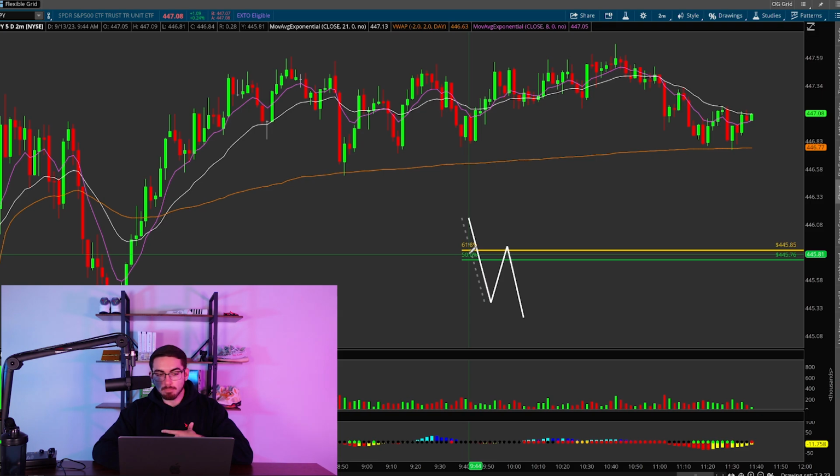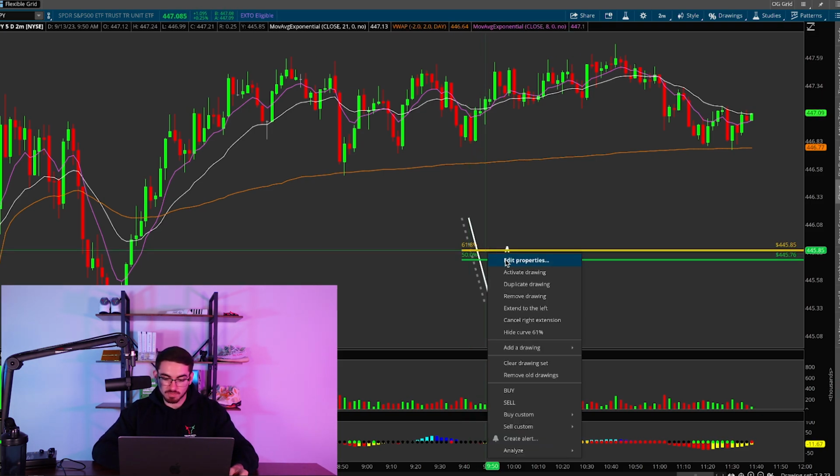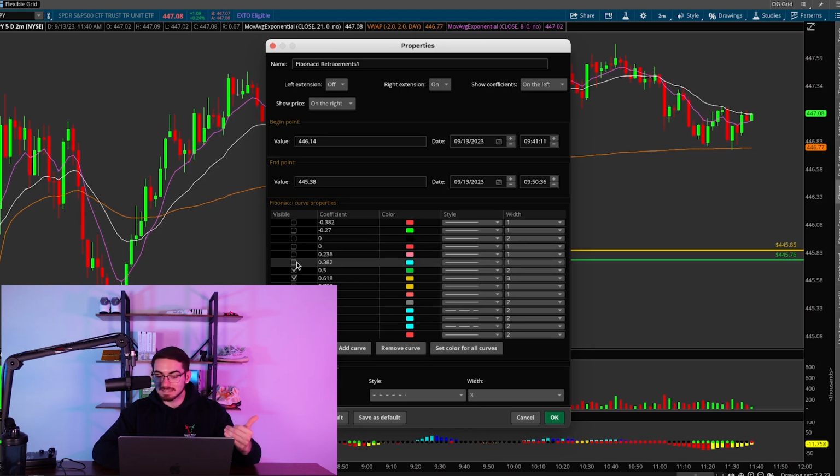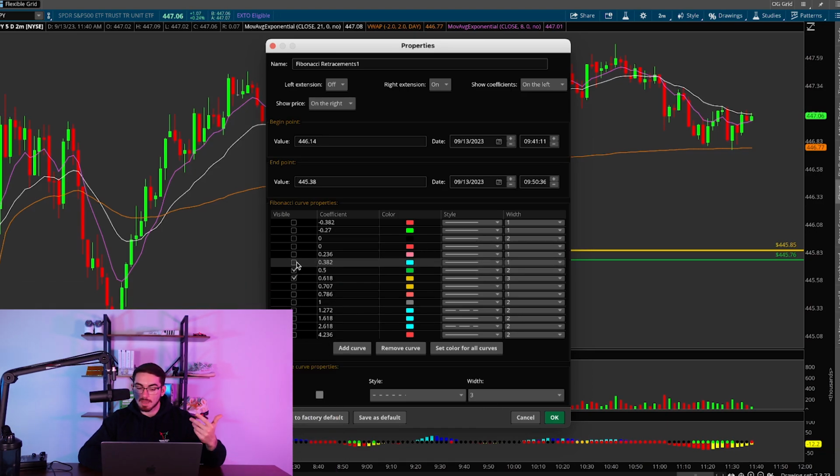For me personally, I like to use the 50% and the 61.8%. But if you want to experiment with different Fibonacci levels, you can mess around with the 38.2%, which I know some traders use. I know some traders like to use the 70.7. Sometimes I'll use that. And then I also know traders that like to use the 78.6. But for me personally, I really like to use the 50 and 61.8% retracement.